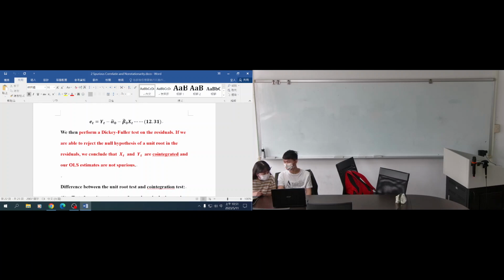Which variable? The residual of the regression. Yeah, we check the residual of the regression. Since the regression is Y and X all non-stationary, right? So I check the residual from that regression. So first of all, you need to store the variable of the residual from the original regression.